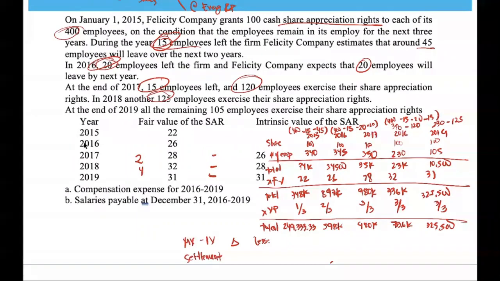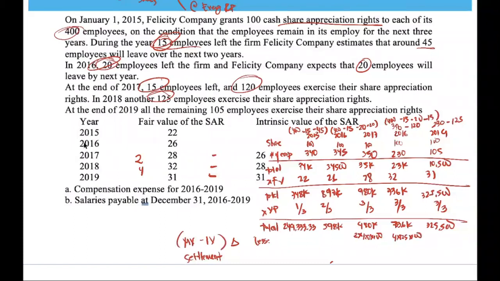Okay. So the change in your values happened in 2017. So it is 2 multiplied by the number of shares that is settled. So how many shares were settled? 120, tama? 2 times 120 times 100. And then for 2018, how many shares were settled? We have 125 shares, tama? So 4 times 125 times 100.